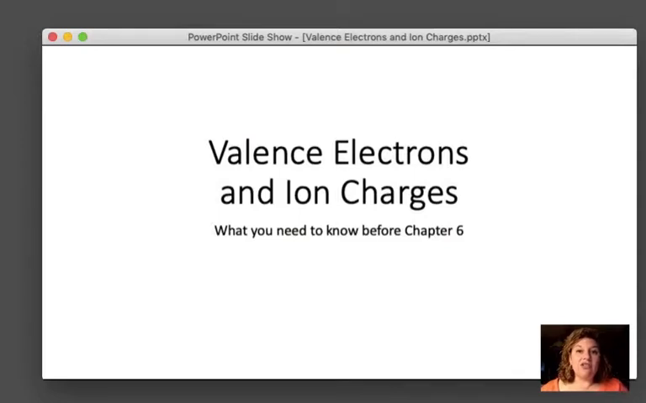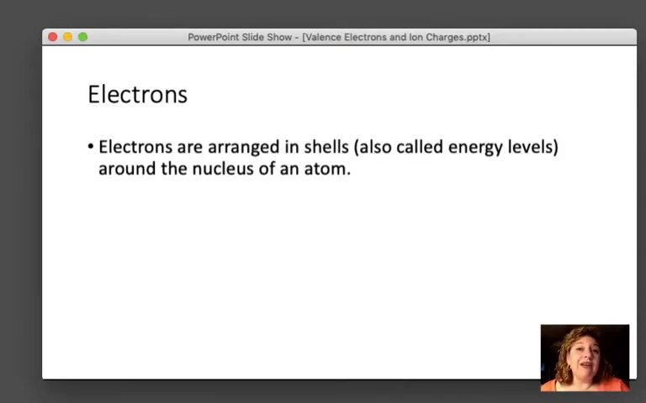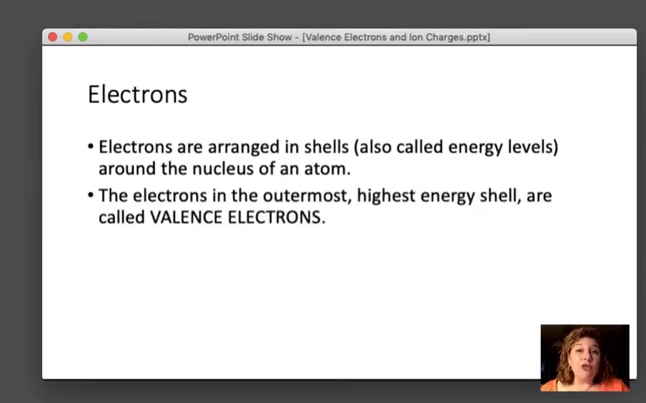Okay, so this is just a little bit about electrons. You know already that they're arranged in shells. These shells are called energy levels. So each shell is an energy level. The outer shell, whichever shell that happens to be, because they can have multiple shells from 1 to 7, or if they're in an excited state, they can have more. Those are called valence electrons.